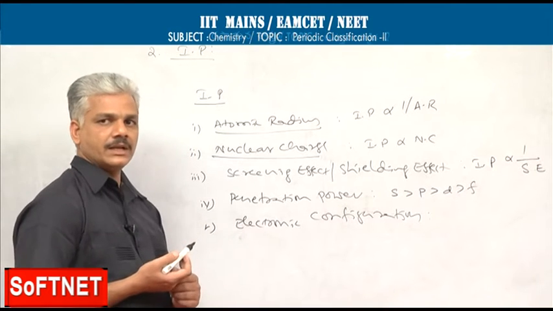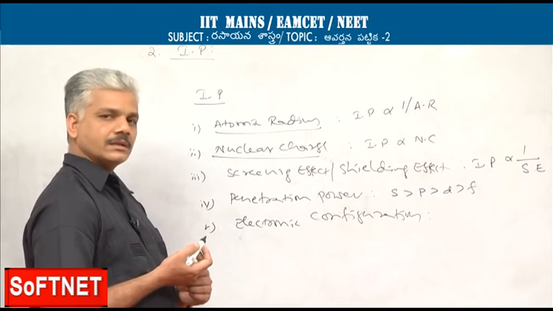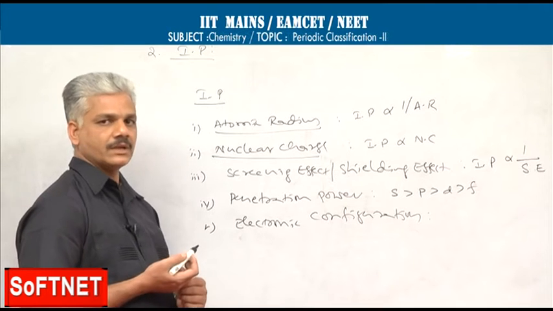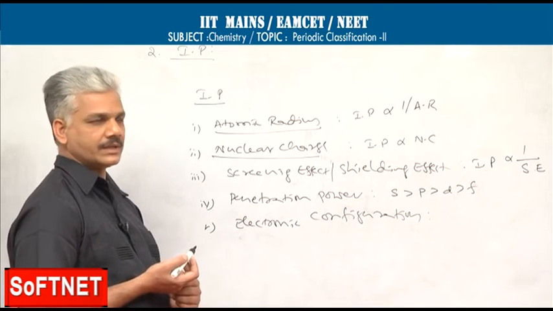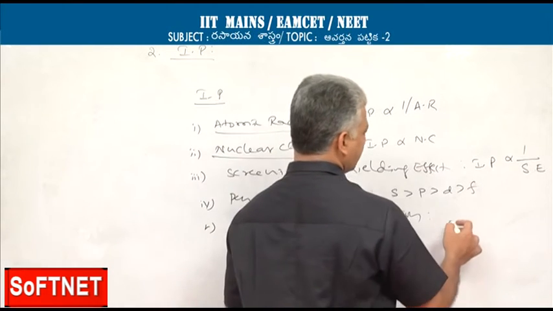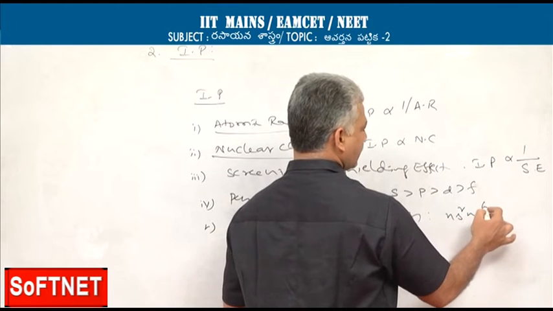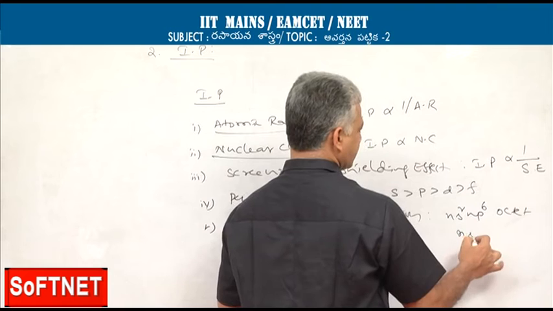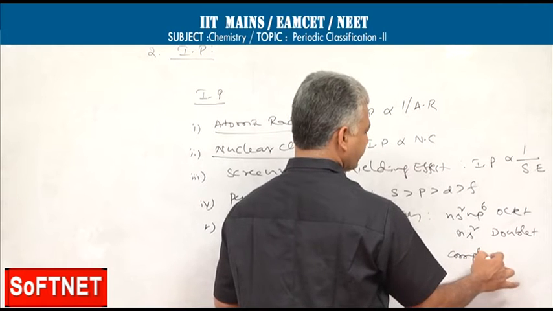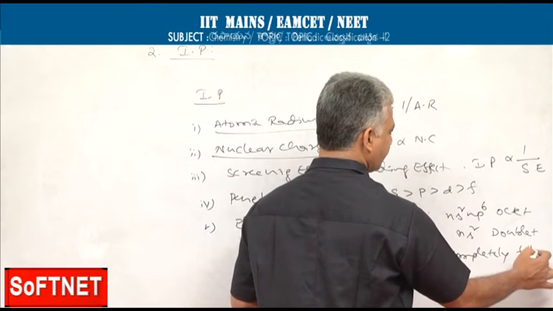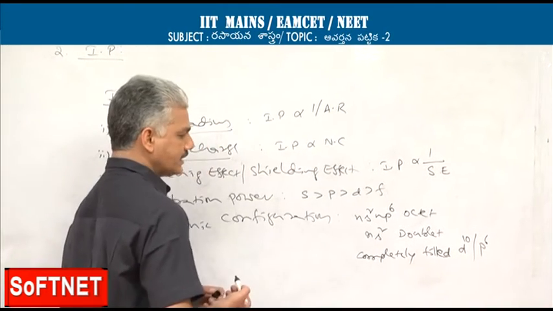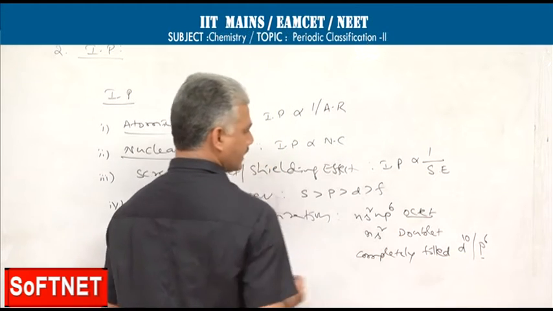Last factor is electronic configuration. Some electronic configurations are considered to be stable in nature. Hence, whenever we come across such electronic configurations, the IP value suddenly increases. The most stable electronic configurations are octet configuration, next is doublet configuration, next is completely filled configuration. This completely filled configuration comes in two cases, one is d10, another one is p6. Of course, p6 comes in octet itself.